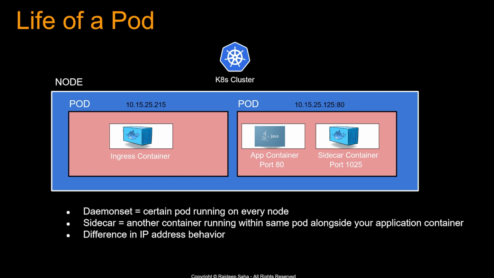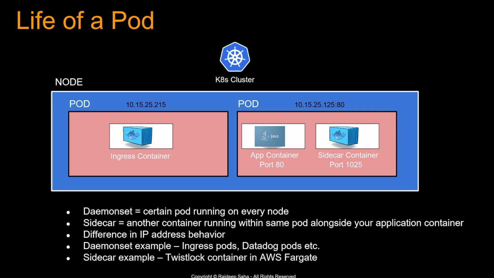So in this example, for the right pod, both the application container and the sidecar container are running within the same pod. The application container is exposed on port 80, whereas the sidecar container is exposed using port 1025. So what are some examples? DaemonSet examples could be ingress or Datadog. For each node, Datadog will be collecting some data and sending it to Datadog. Another example of a DaemonSet is FluentD or FluentBit pods, which collect the logs and send them out.